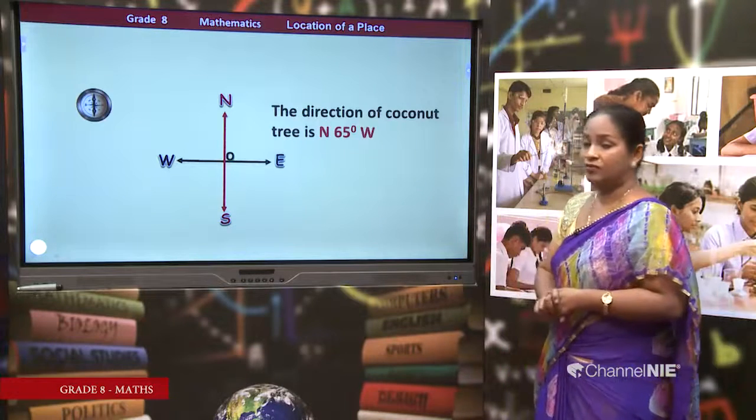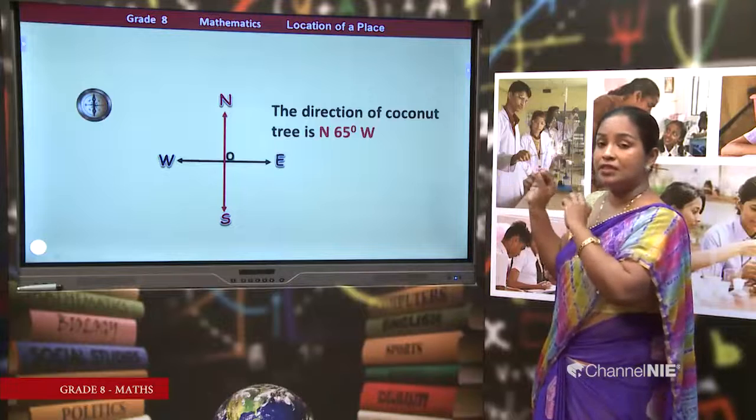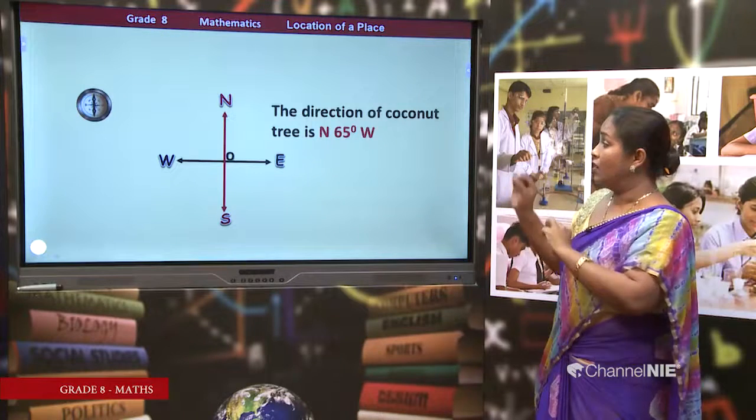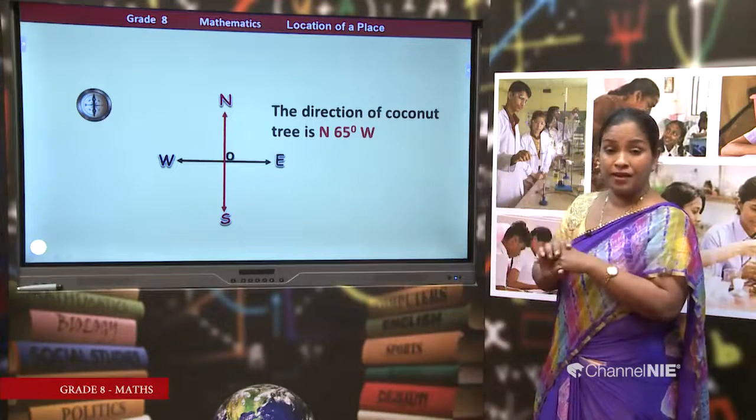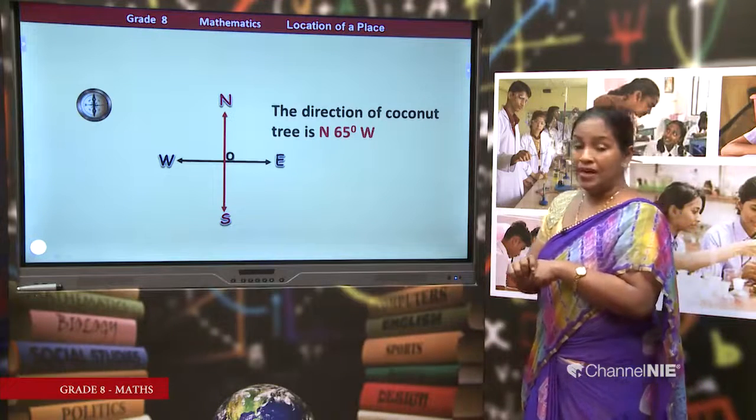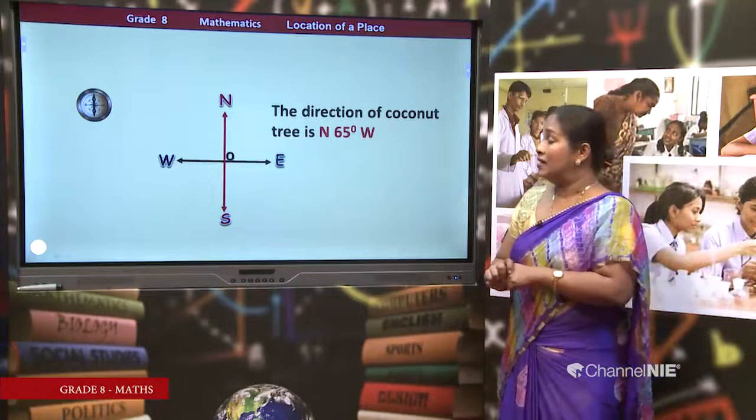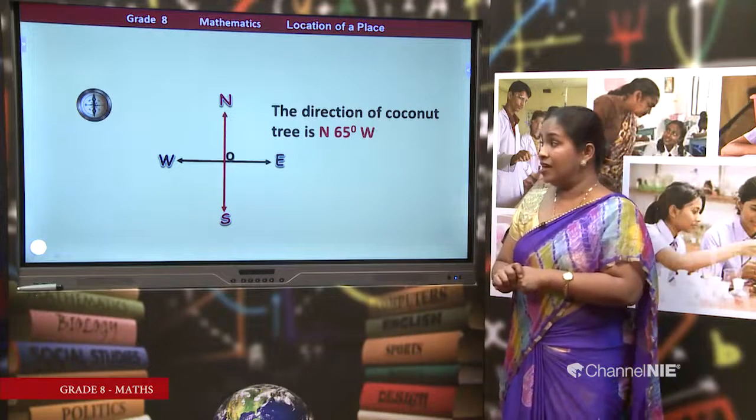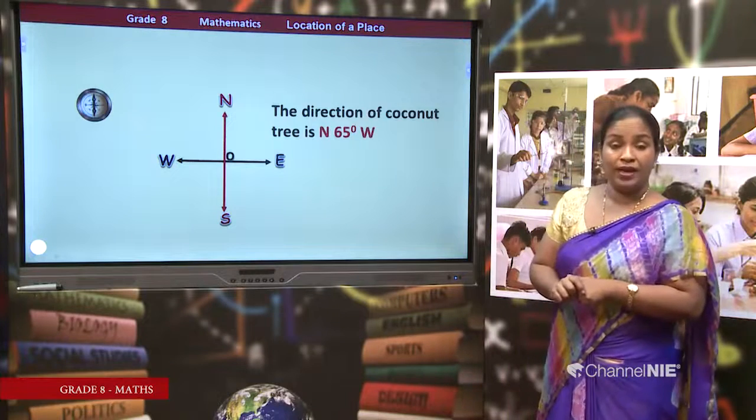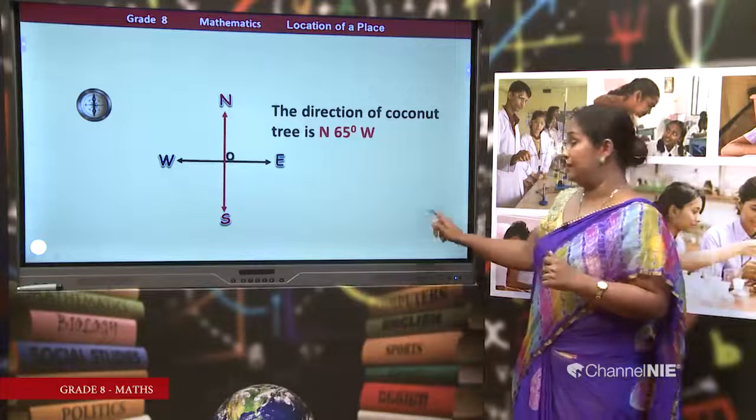Another one. We are going to locate a coconut tree. We are going to represent or find the direction of the coconut tree according to this diagram. So, now we are at O. Where is it? To which direction? It is 65 degrees. Where to where? From north to west. We will draw that.